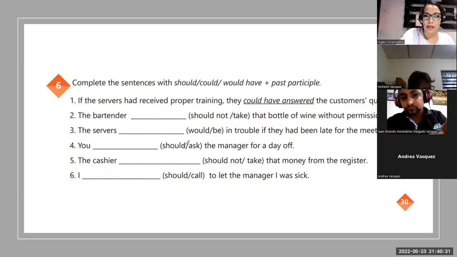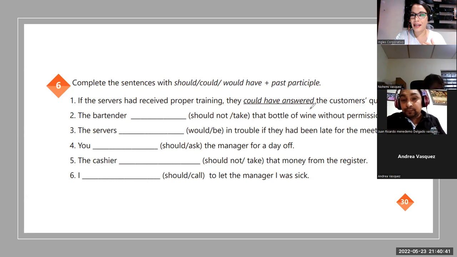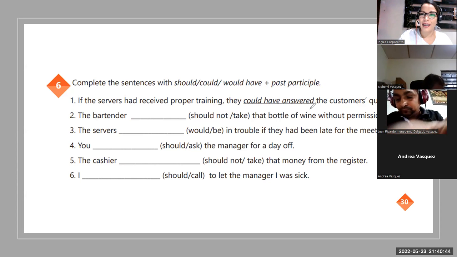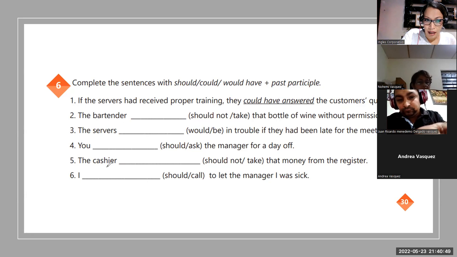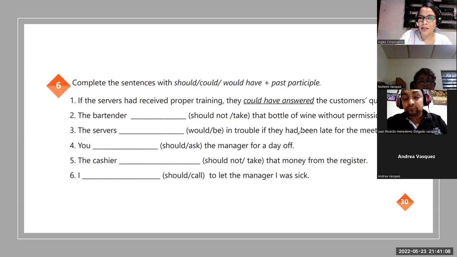You should ask. Number four, what is the answer for number four? Should have asked. Excellent, Belen, Judy, Andrea, Imelda. Yes, it's correct. Thank you, ladies. Let's see. The cashier, number five. Shouldn't have taken. Excellent, Andrea, Imelda. Yes, correct. Shouldn't have taken. Judy and Maria, you're correct as well. Thank you so much for your answers.